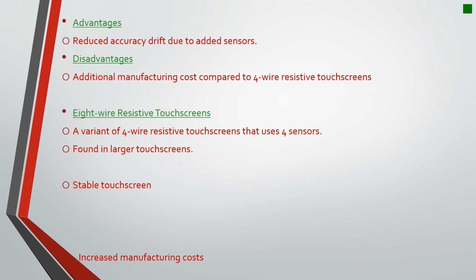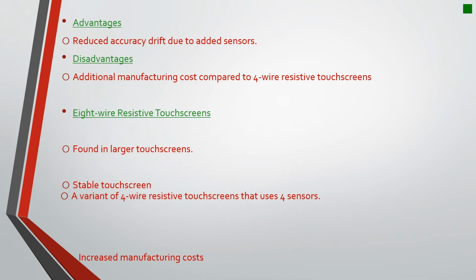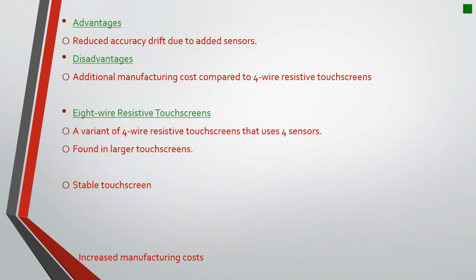And last but not least, we've got 8-wire resistive touchscreens, which is basically another variant of 4-wire resistive touchscreens. But unlike normal 4 wires, 8 wires make use of an extra 4 sensors to stabilize the entire system and to decrease any accuracy drifts from changes in the environment. 8 wires tend to be found in much larger touchscreens, as these are the ones that tend to be susceptible to drift.